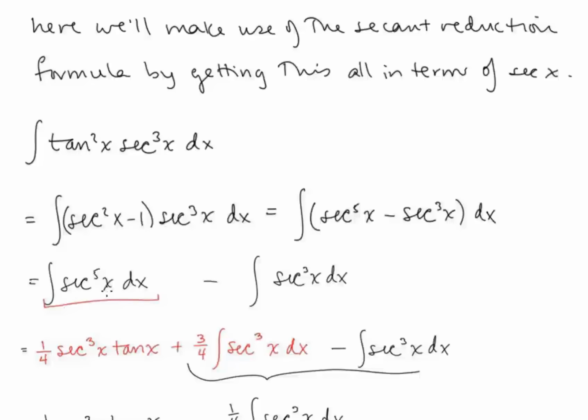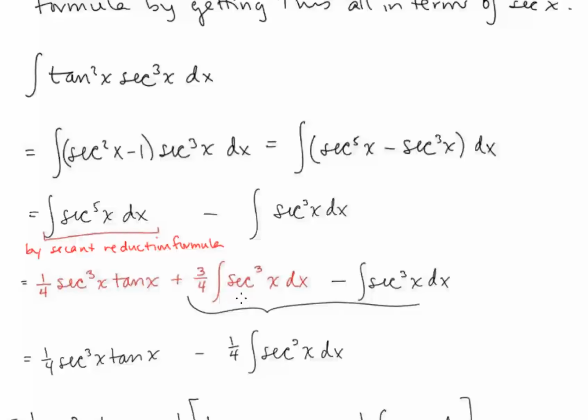For the secant to the fifth x, we're going to use the secant reduction formula, and we get 1/4 secant to the third x tan x plus 3/4 integral of secant to the third x dx. And that's again by secant reduction formula. And notice we didn't touch this yet. This is just the integral of secant to the third x. So we can combine these two. We have positive 3/4 minus 1. That's going to give us a negative 1/4 of that integral. And so now we're here.